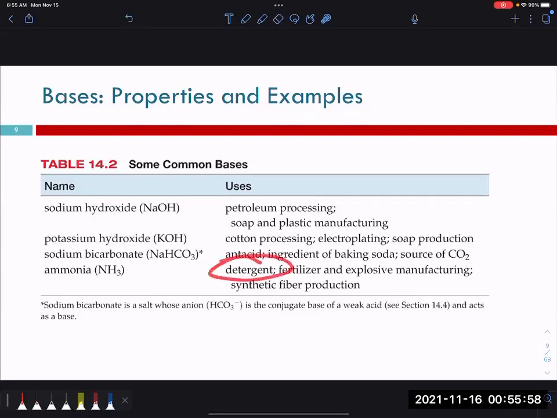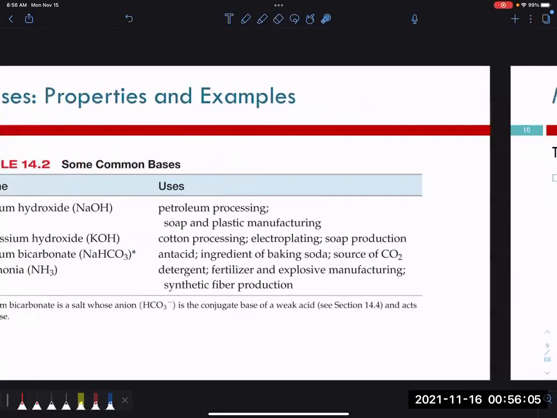So that's usually the cleaning product smell. If it's not bleach, it's ammonia. And you don't want to mix the two. Definitely don't mix the two.